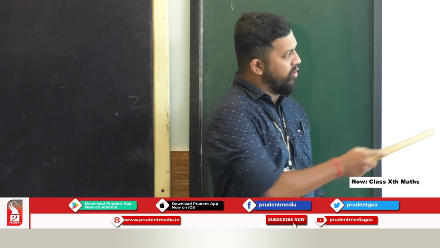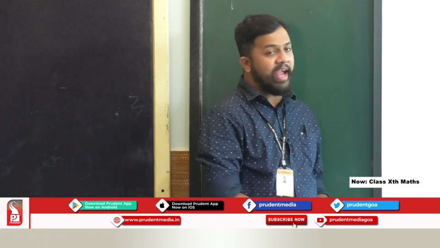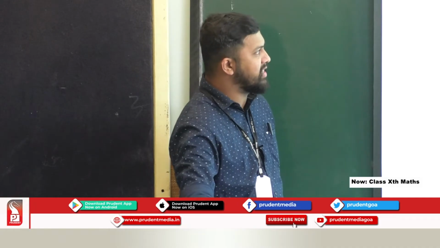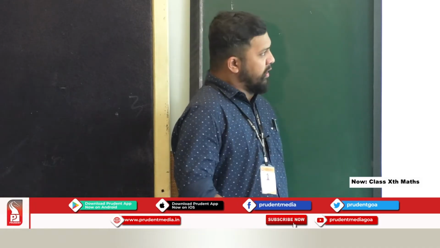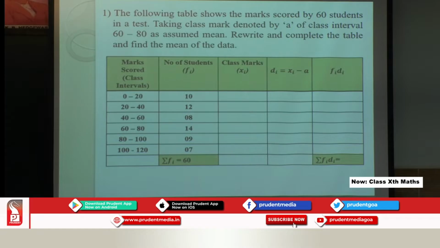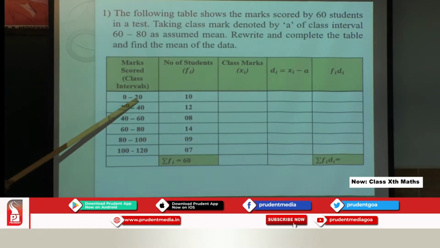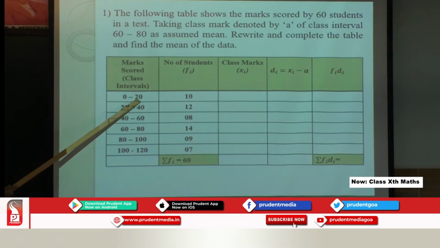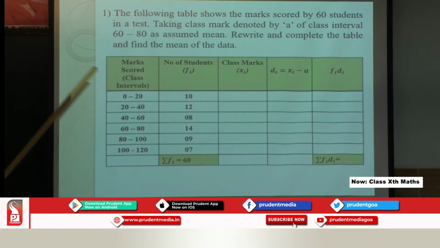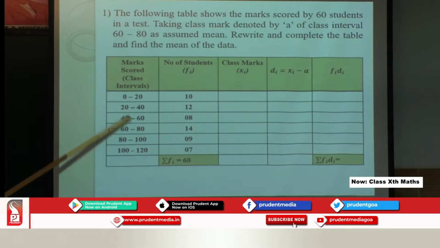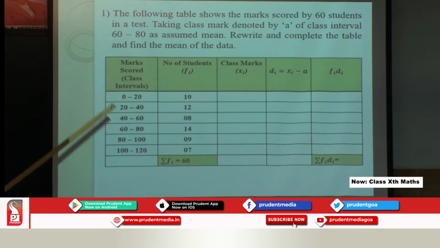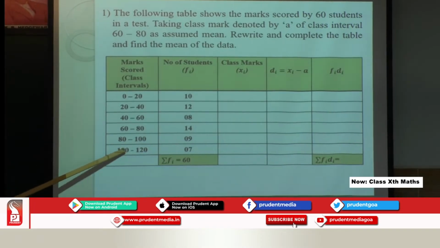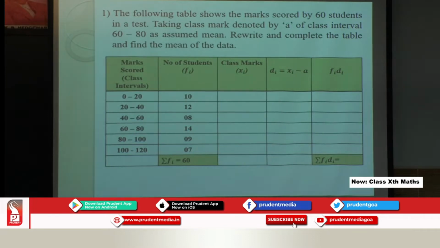What is the first thing we do? We first find xi, that is the class mark. Now you know how to find a class mark. It is upper limit plus lower limit divided by 2, or lower limit plus upper limit divided by 2. So between 0 to 20, 10 is the middle point. 20 to 40, 30. 40 to 60, 50. 60 to 80, 70. 80 to 100, 90. And 100 to 120, 110. So we got our xi.